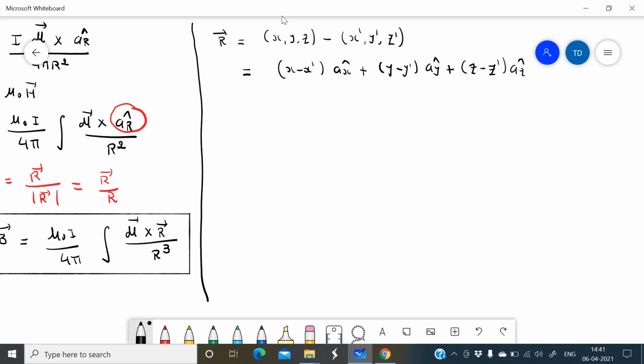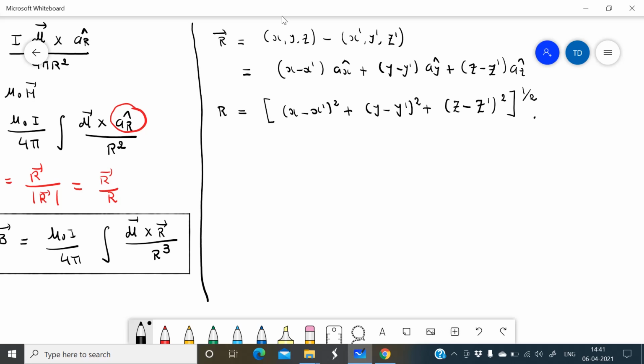This is my r vector. And what is the mode of r? The mode of r, meaning the magnitude of r, is the square root of (x minus x dash) squared plus (y minus y dash) squared plus (z minus z dash) squared, all raised to the power 1 by 2. That means it is in the square root.